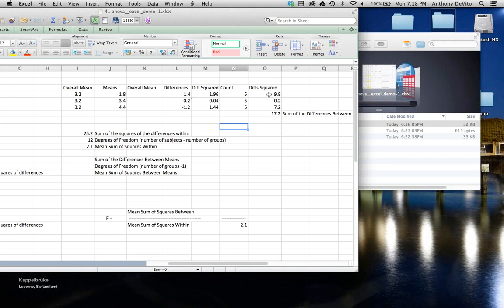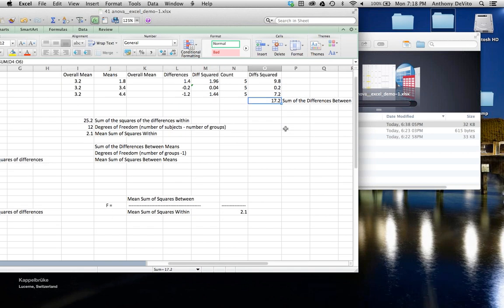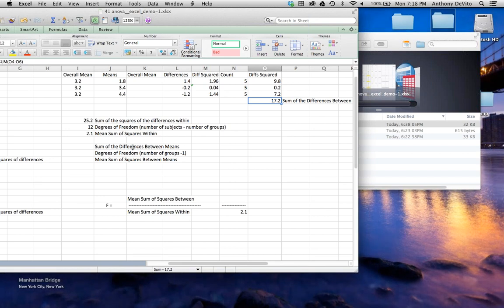Okay, so I wind up with the sum of the squares of the differences between the means being 17.2. That's the sum of the squares of the differences between the means. I'm going to put that down here, equal to 17.2. Now, what are the number of degrees of freedom between the groups? It's the number of groups minus 1. So we got 3 groups.